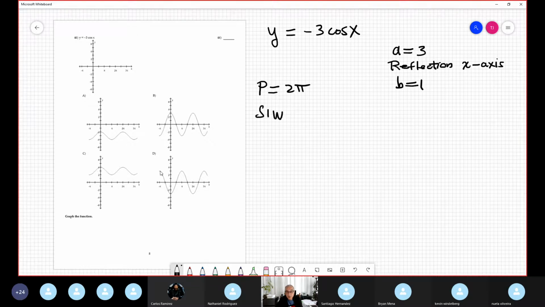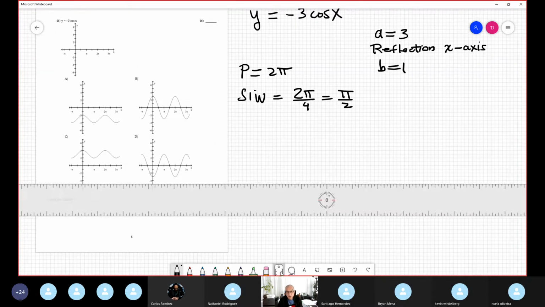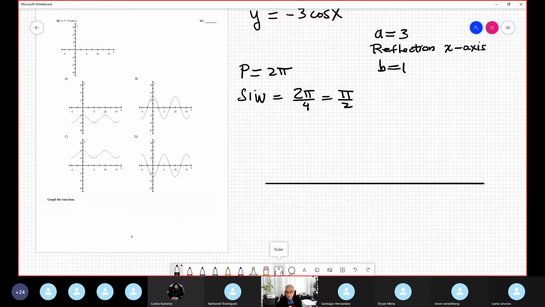And the subinterval width is pi over 2, because 2 pi divided by 4 is pi over 2. Okay, so let's do it quickly. The partition of the x-axis is, look, x-axis. Okay, this is 0 again. The period is 2 pi.